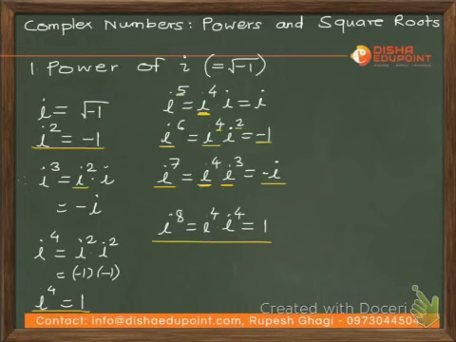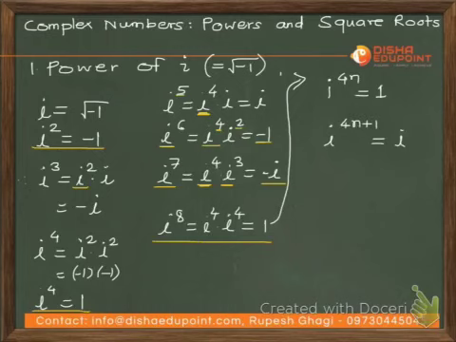So if we observe, what's going to happen is every fourth power, i to the power 4n, will be equal to 1, because i to the power 4 is equal to 1. That is i to the power 12, i to the power 100, i to the power 400, all the numbers which are multiples of 4 raised to i, so i raised to that number will be equal to 1. Hence, a number which is of the form 4n plus 1, if we have i to the power 4n plus 1, obviously it will be equal to i.